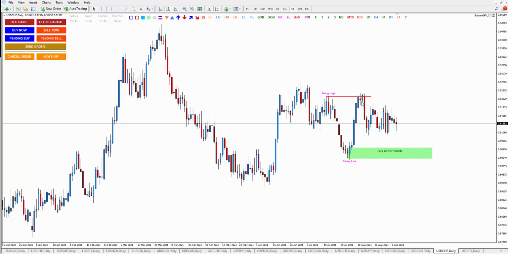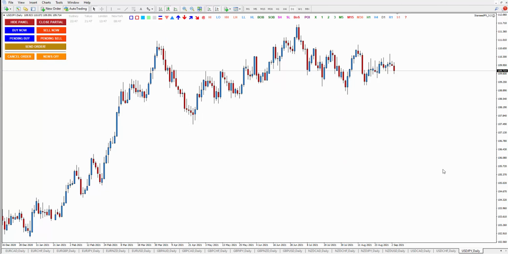You may be wondering why I do not take this red candle as my order block. It's because the wick is passing the line of the breakout structure, so I do not take it as my order block. I take the order block which is completely below the breakout structure. This is the last candle before the breakout happened. So this is the order block. All right, now let's continue to US dollar yen.